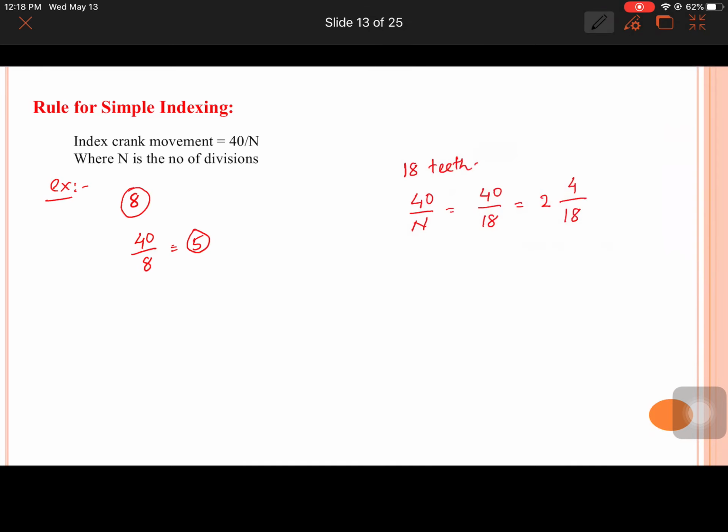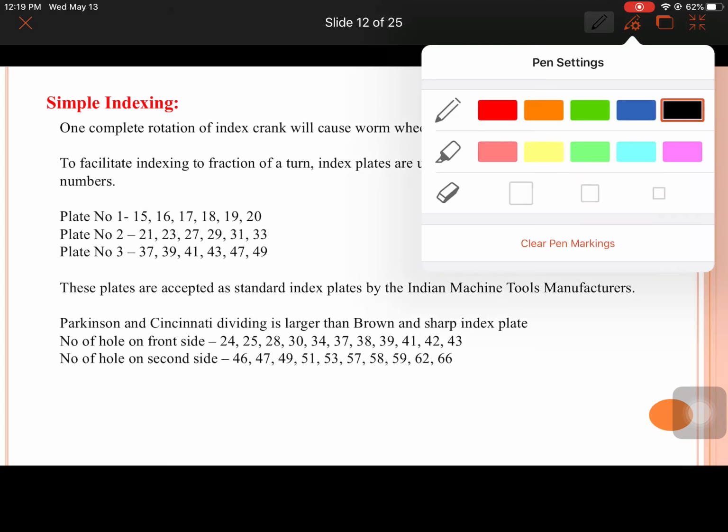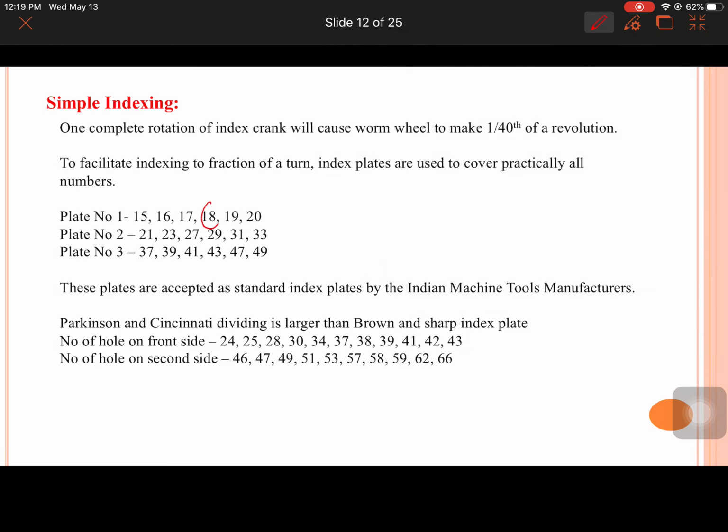So what is the meaning of this? Let us try to understand this. So here we have the denominator. Denominator will explain which hole circle we have to utilize in order to divide the work part. Which hole circle we have to use. And here what it means is I need to use 18 hole circle. So is the 18 hole circle index plate available or not? That is what we have to check. So here there is 18 hole circle.